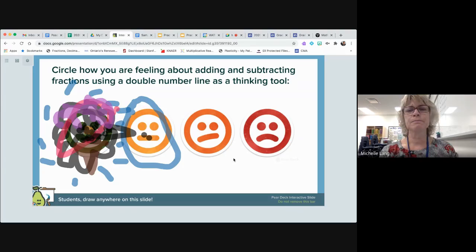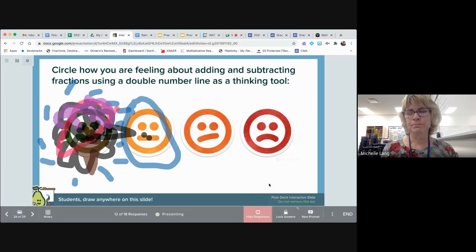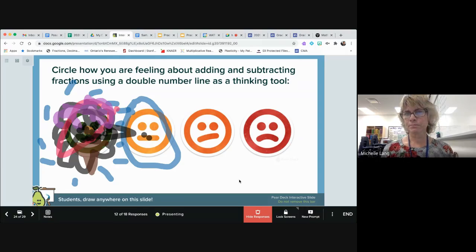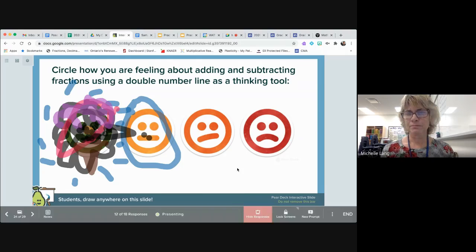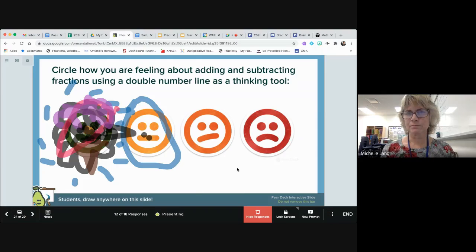Anything else? Here's one. Kate says, sorry, I can't believe... please get one on the double number line. One number line.